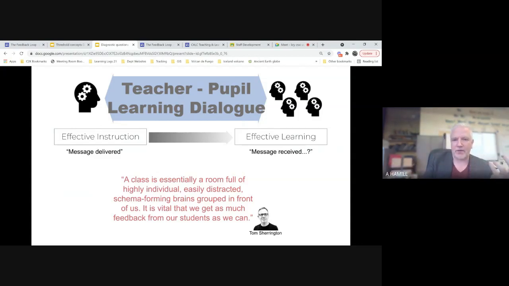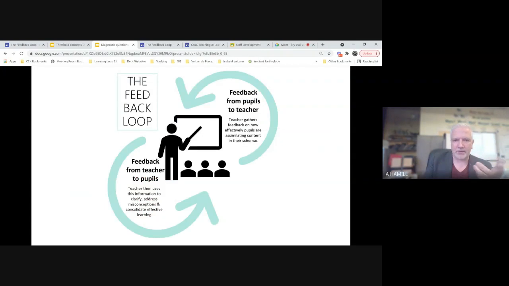It's vital, therefore, that we get feedback from our students as much as we can. So this is the feedback loop. I'm talking here about feedback, not in the concept of the written feedback you'll give on a piece of homework or something. That's important as well.